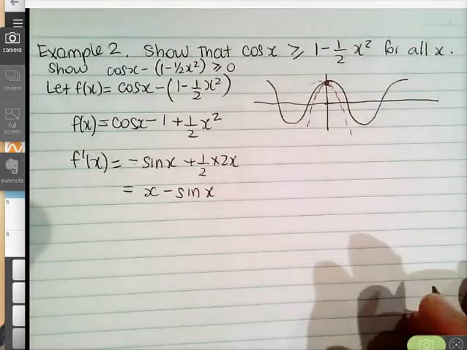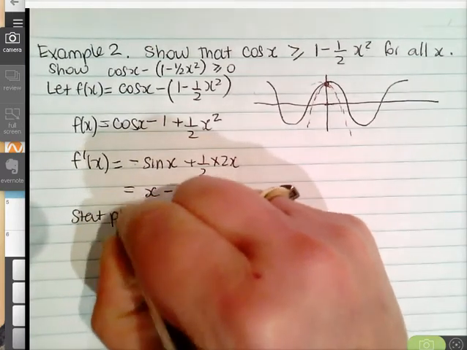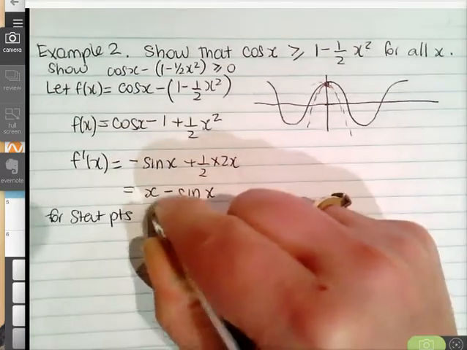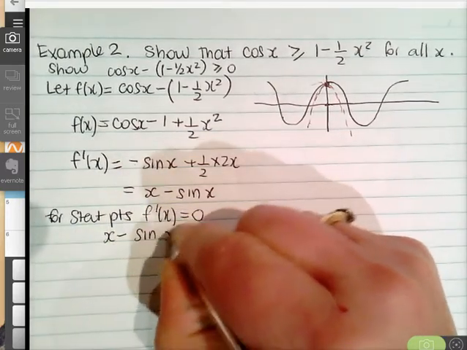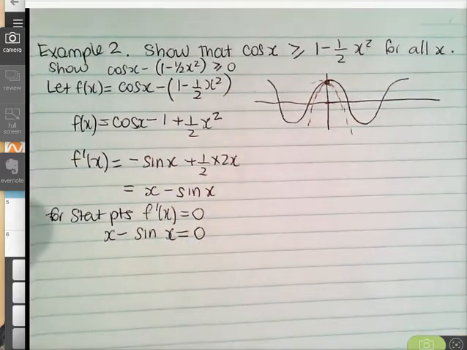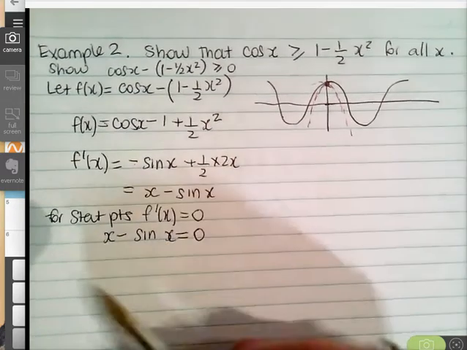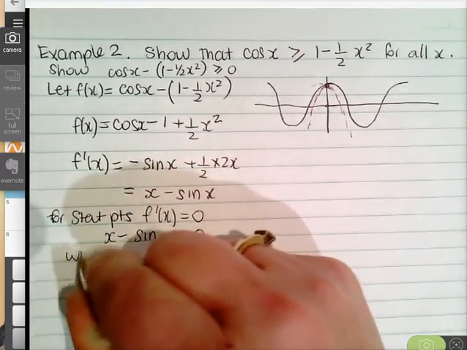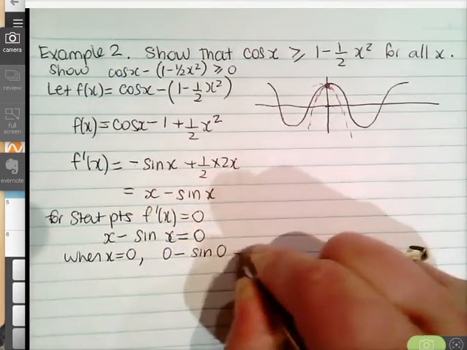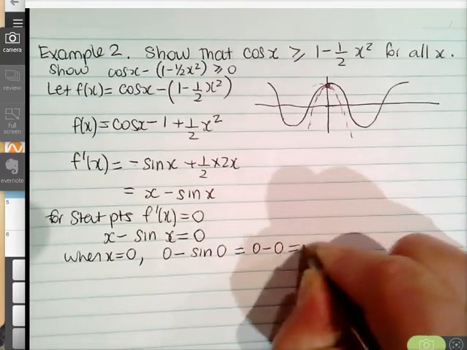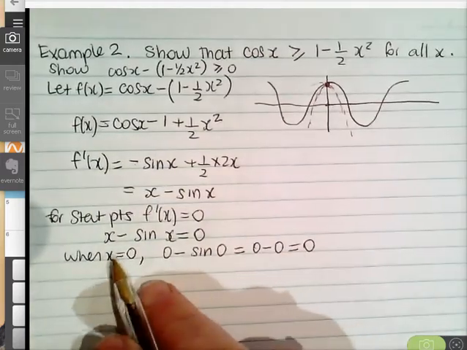Now, we may as well put this, so for stationary points, f dashed x is equal to 0. So we've got x minus sine x is equal to 0. Do this by observation. We know that when x is 0, 0 minus sine of 0 is 0 minus 0, which happens to be 0. So therefore, we have a stationary point when x is 0.